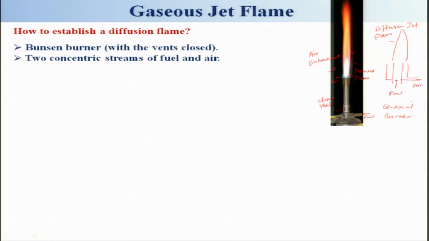This is known as a coaxial burner. Two concentric tubes, of course, there are several varieties one can think of. And keep in mind that this gaseous jet flame is very much used in furnaces and other places. Although it is quite sooty in nature, it is very much essential, particularly whenever you are heating metal in a furnace and other things. Why is it so? Any idea? I need to produce more soot.